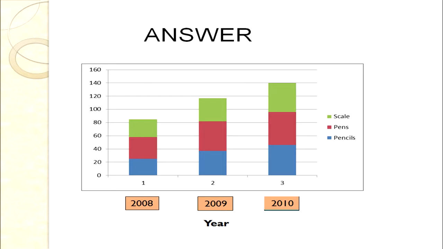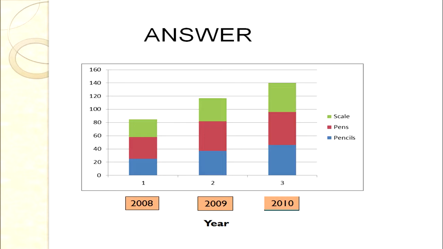Likewise, for year 2009, I am repeating once again: first make a line for the pencils, whatever the data value is. Then add the value of pens to the pencils value, you will get a cumulative value, you will again draw a line, and the leftover is scale. Likewise, you are going to draw the component bar diagram.